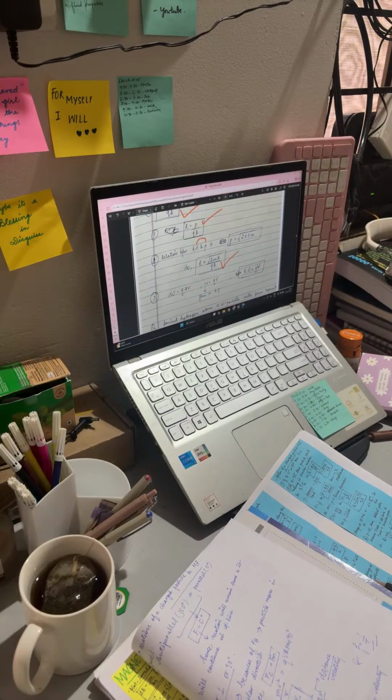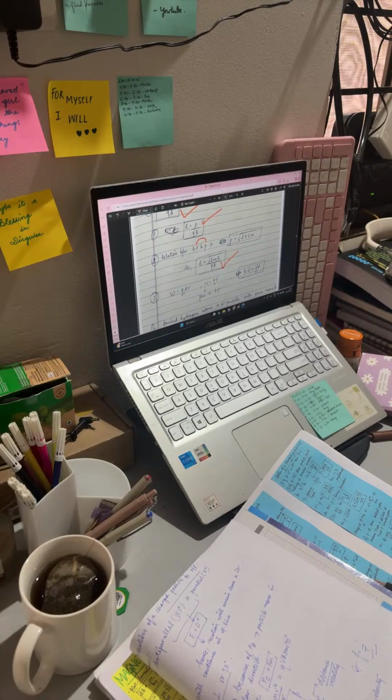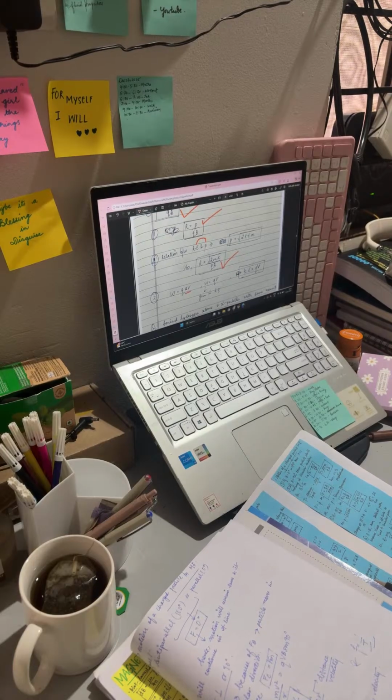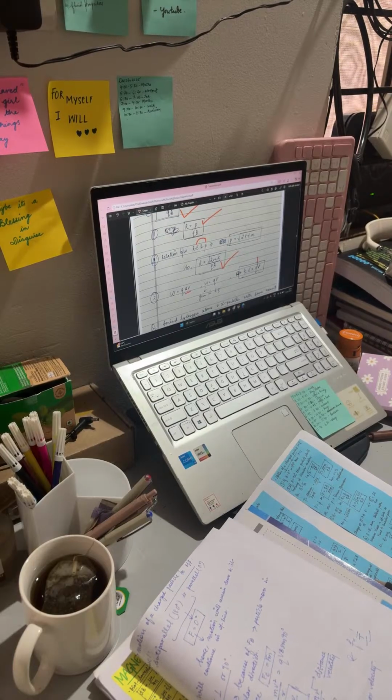We also know that the work done is equal to charge into change in electric potential. That is the work done.